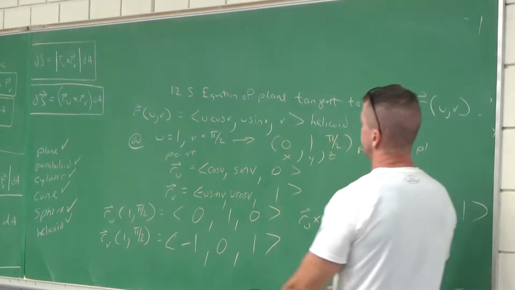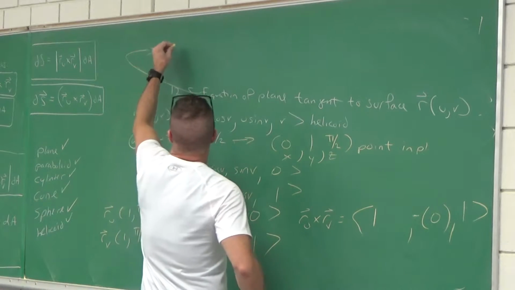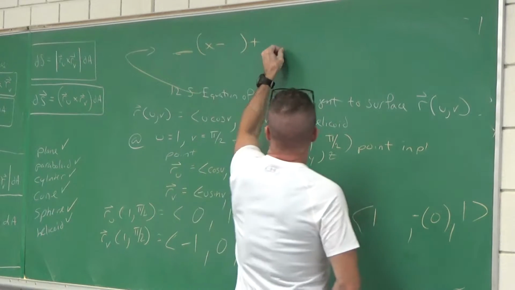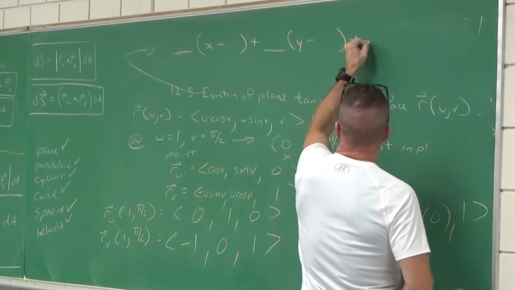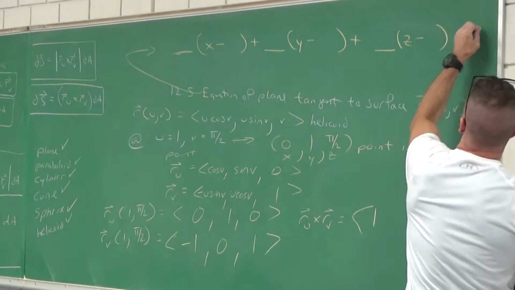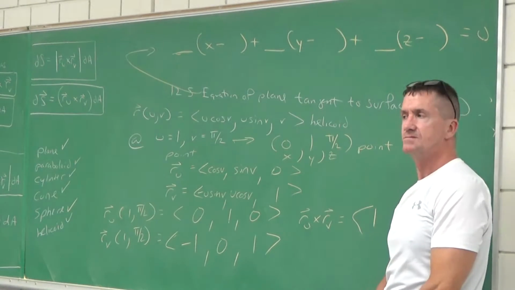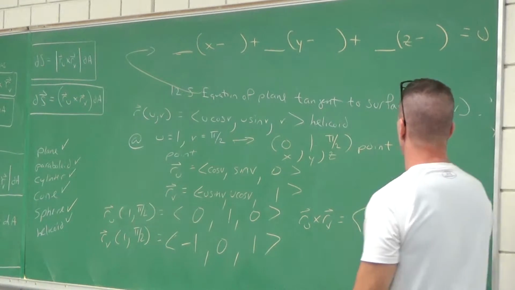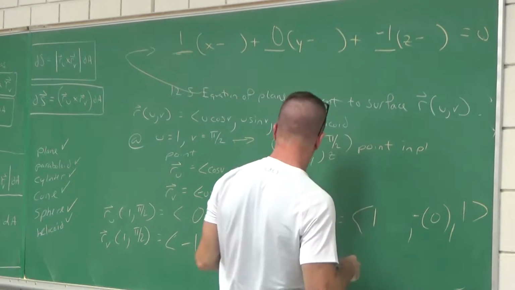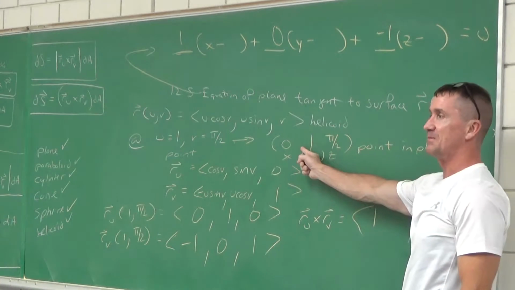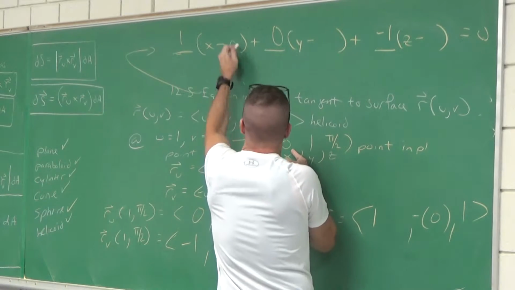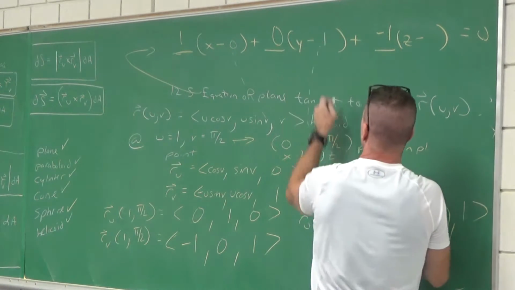So what's the final answer? Remember how to do this? We put the coefficients times x minus the point, y minus the value, z minus the value, and we set the whole thing equal to what? 0. This is the equation of a tangent plane. What's the normal vector? 1, 0, negative 1. And what was the point? Remember we found the point earlier? The point is 0, 1.